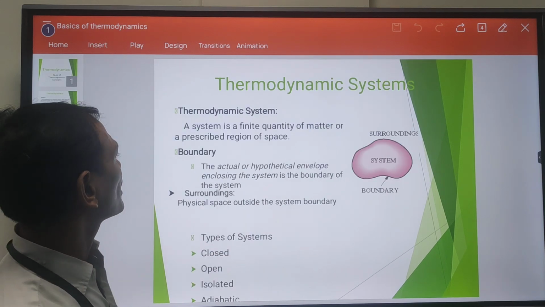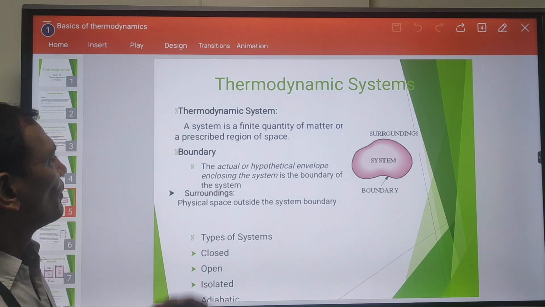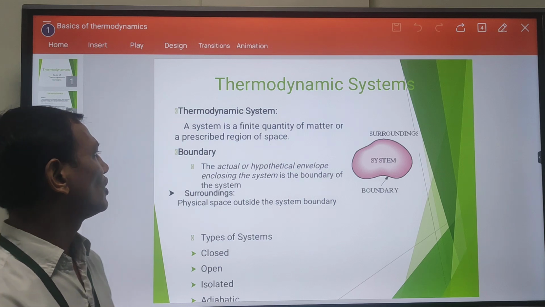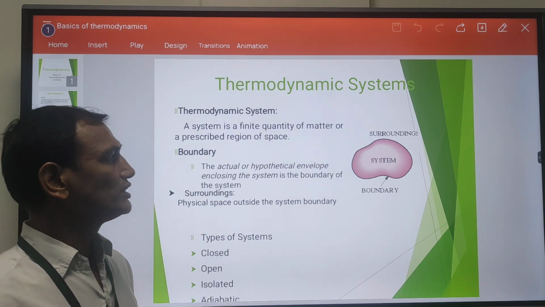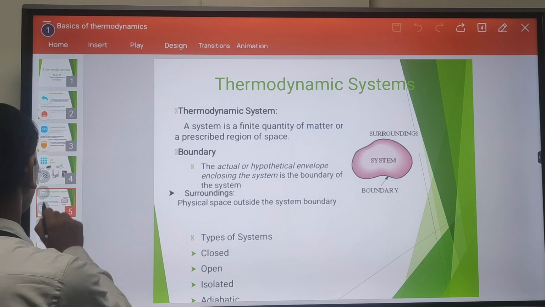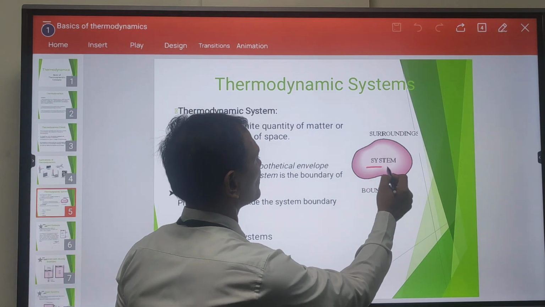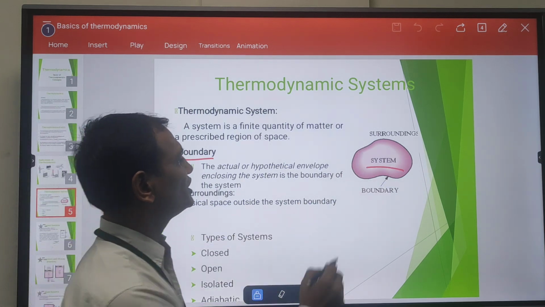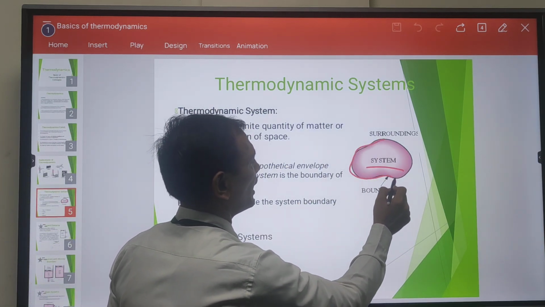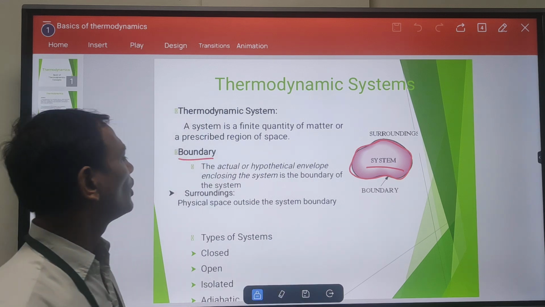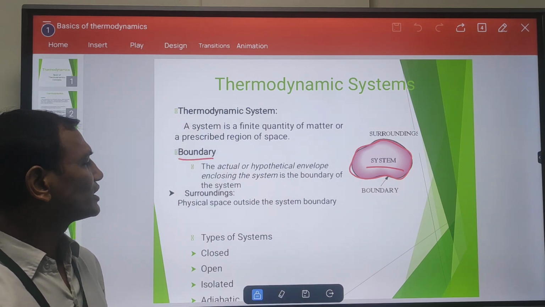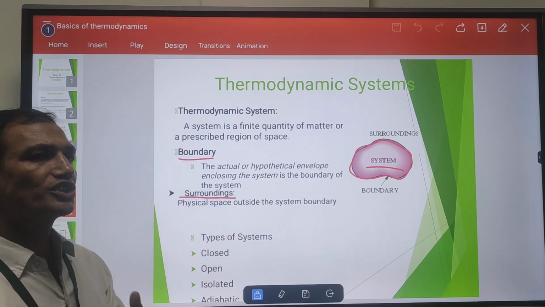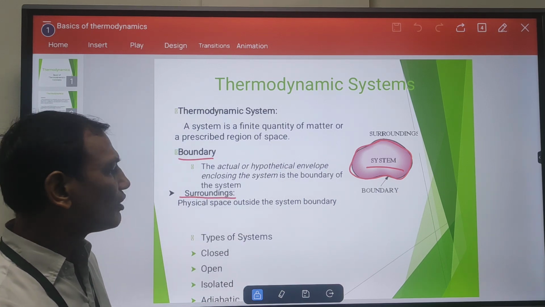Now this is the thermodynamic system. What is a thermodynamic system? A thermodynamic system is a finite quantity of matter or a prescribed region of space. This is called the system. And the boundary, what is the boundary? The boundary is the actual or hypothetical envelope enclosing the system. And the surrounding is the physical space outside of the system.